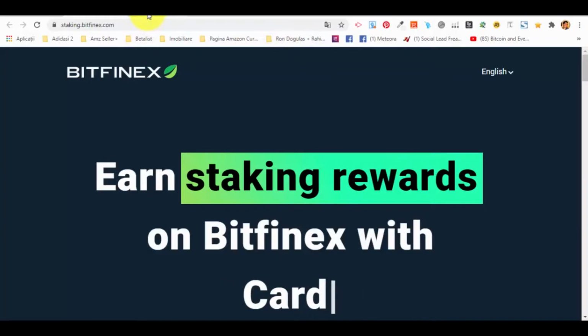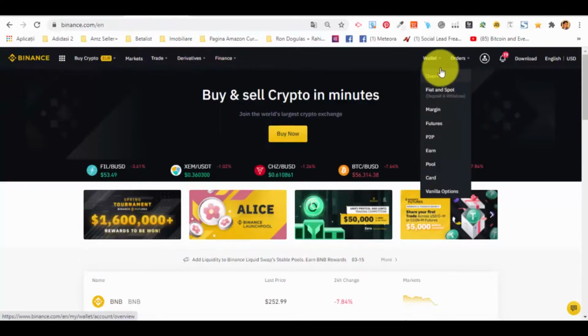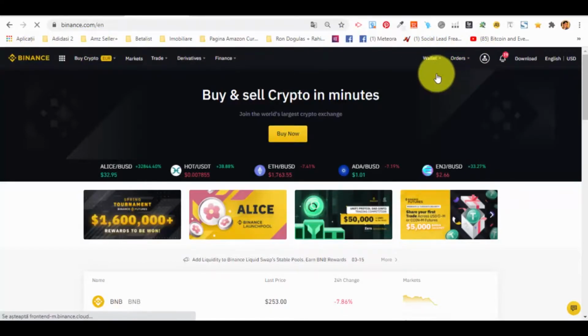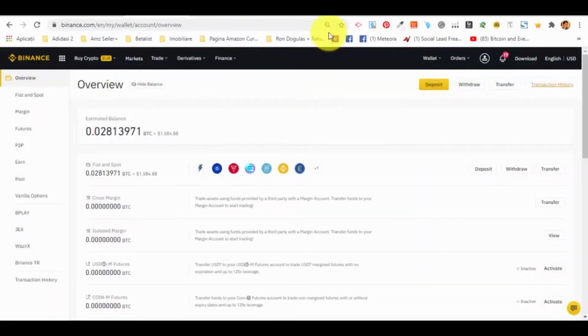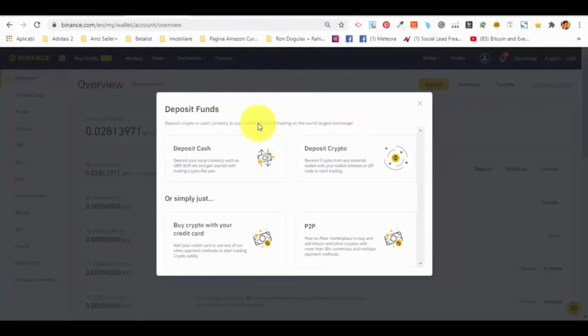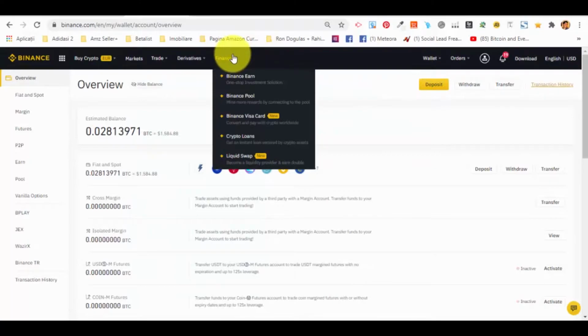Now another platform where you can do staking is Binance, and Binance is very similar to Bitfinex in terms of how it works. You will see that you have a wallet as well. You just click on the overview button of the wallet. You click on deposit and you can buy crypto with your credit card. It's as simple as on Bitfinex. You buy crypto with your credit card, and then you go to finance.